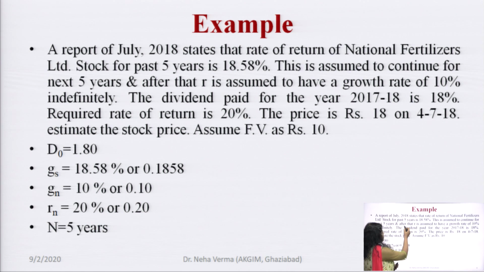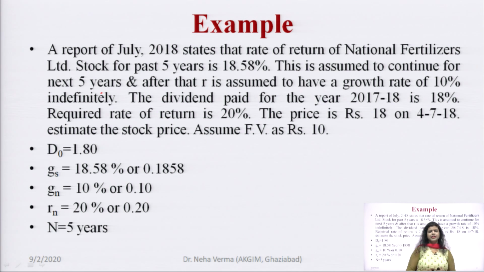So, by the help of this particular statement, we can easily make out that this is a question of the two-stage model, wherein in the first stage it is assumed that the growth will continue for the first 5 years, and in the next indefinite period the growth rate will be 10%. Then the dividend paid for the year 17-18 is 18%. This is the current dividend given for the current year, and the dividend is 18%. Then the required rate of return is 20%, and the price is 18 on 4/7/18. Estimate the stock price and assume the face value of rupees 10.